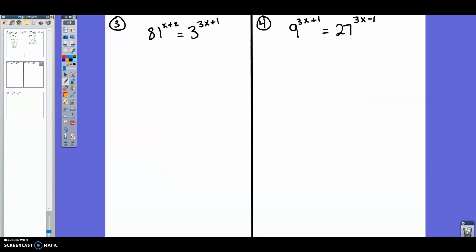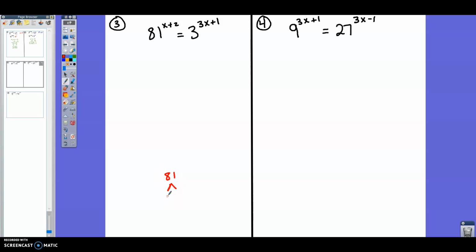Okay, number 3, we have 81 raised to the x plus 2 equals 3 to the 3x plus 1. So again, we do want to get our bases to be the same. So again, we want to typically rewrite the larger base as a smaller one. So if you don't know 3 raised to what power gives us 81, you can always do a factor tree. So as long as you know 2 numbers that multiply to give you 81, you don't want to use 1. Anything else will be okay.